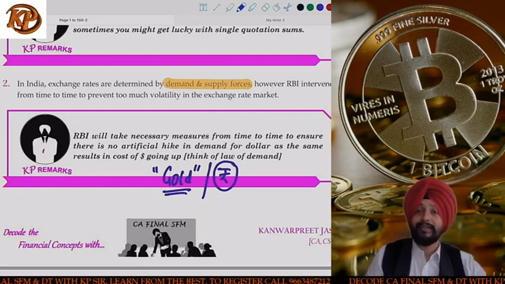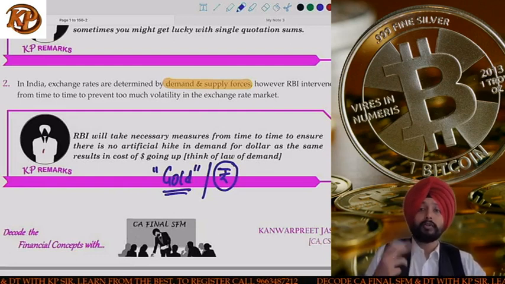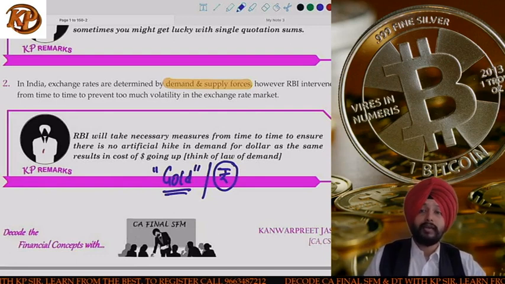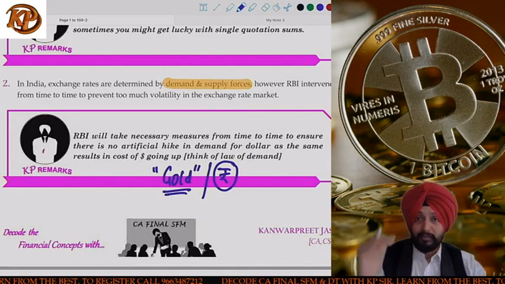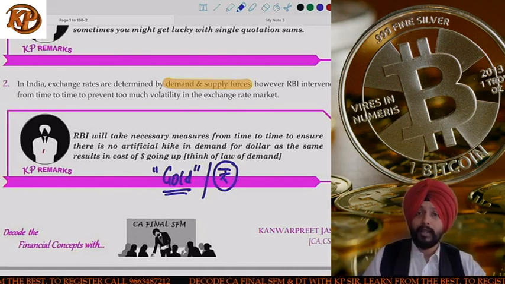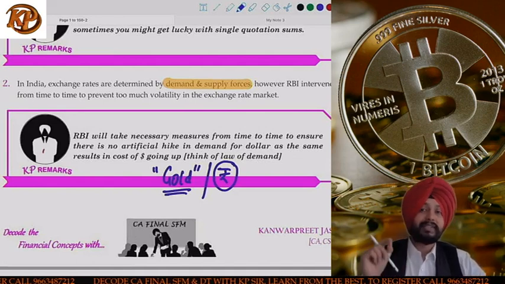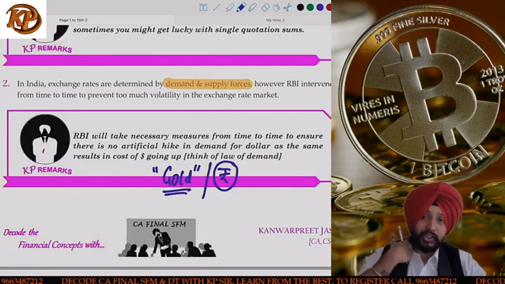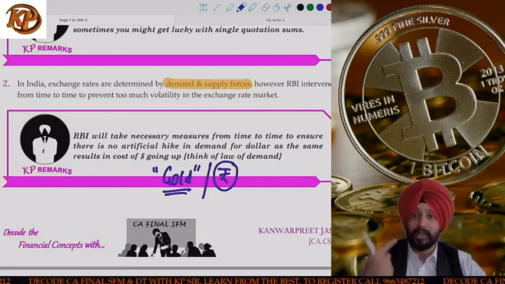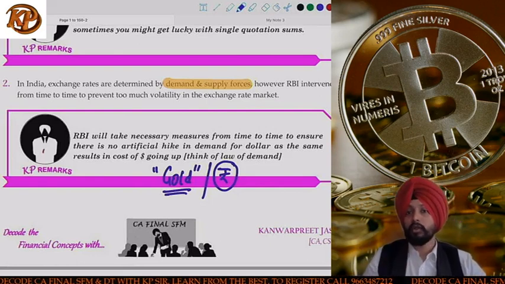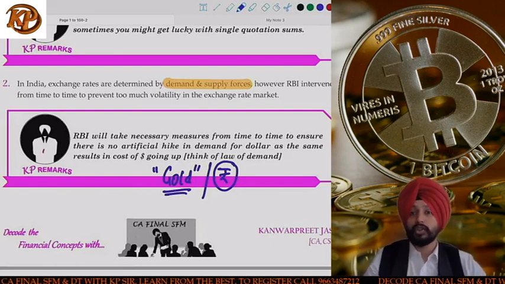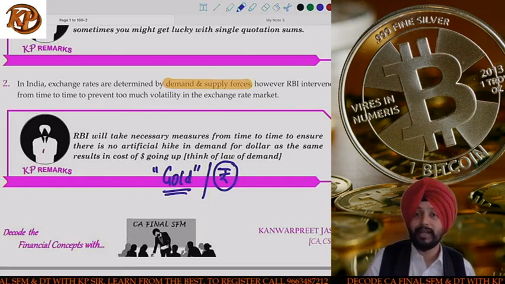This directly reduces the demand for dollar, because if you can get your crudes and pay for it in rupee, not in dollars, there will be a drastic fall in demand for dollar, and automatically the price of dollar will also go down. I hope you understand what I'm saying. So these are some strategic measures which RBI will take from time to time just to control too much dollar fluctuation, too much dollar appreciation against rupee.